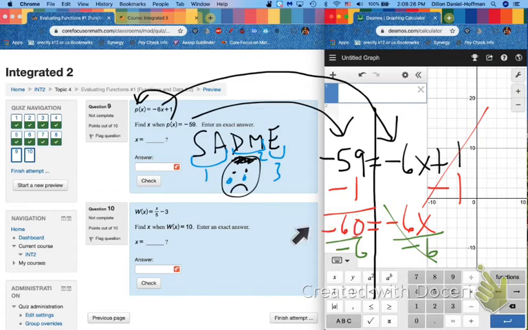Instead, I've got this lovely Christmas color right here. Negative 60 divided by negative 6 is 10. X is 10.